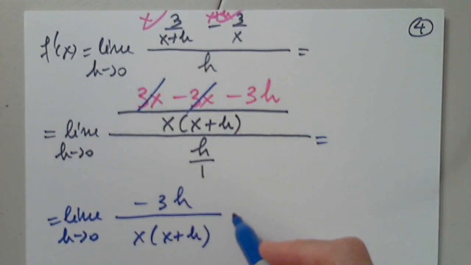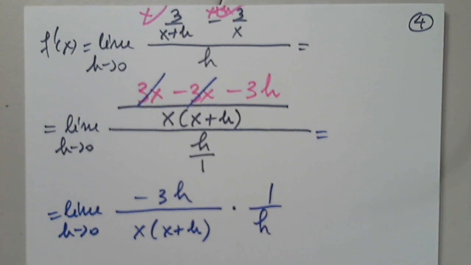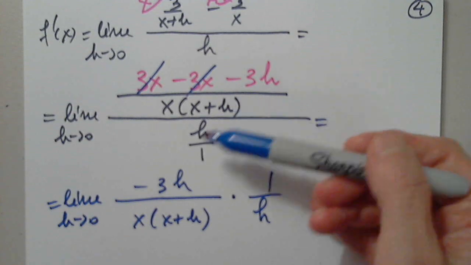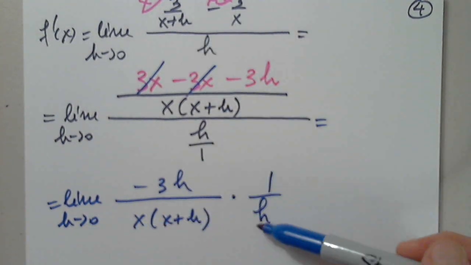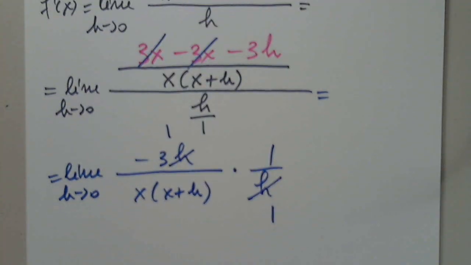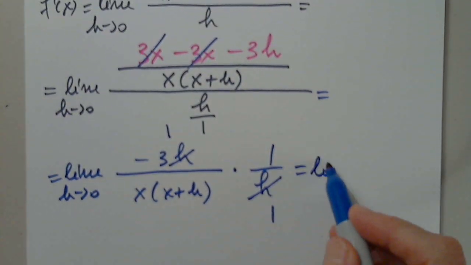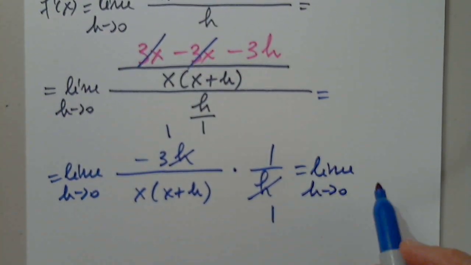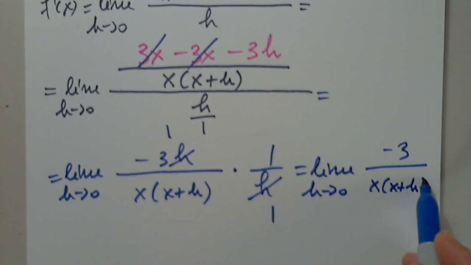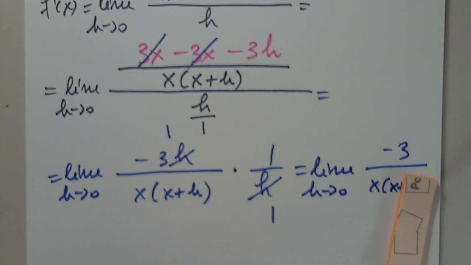And we multiply by the multiplicative inverse of the denominator. That's the way we divide fractions. This fraction stays as is, but I have to flip the denominator. And this is what has to happen next. At this point, I have the limit as h approaches 0, -3 at the top, and x plus h in the denominator. And when h approaches 0, the answer is -3 over x squared.